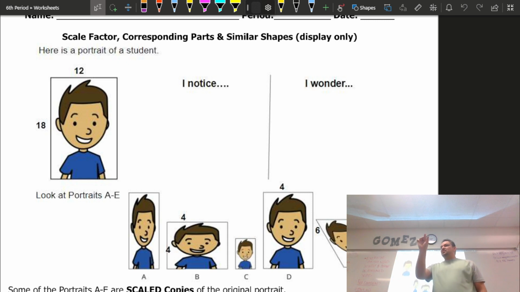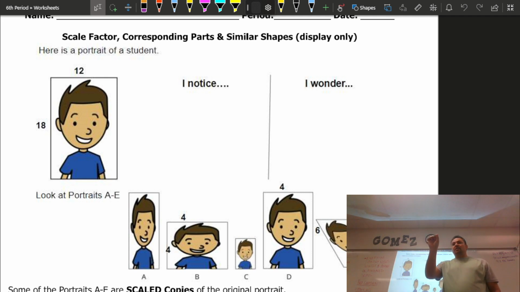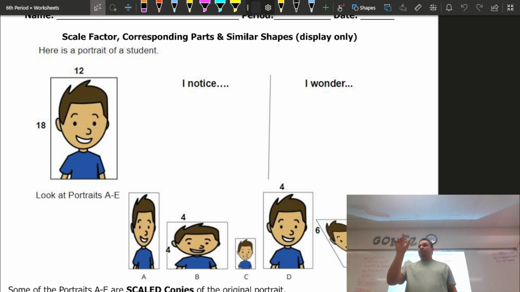When do you use this? On the computer. How? When you take pictures, you can make it small. Zoom in. Yeah, zoom in. Very good. Zoom out.